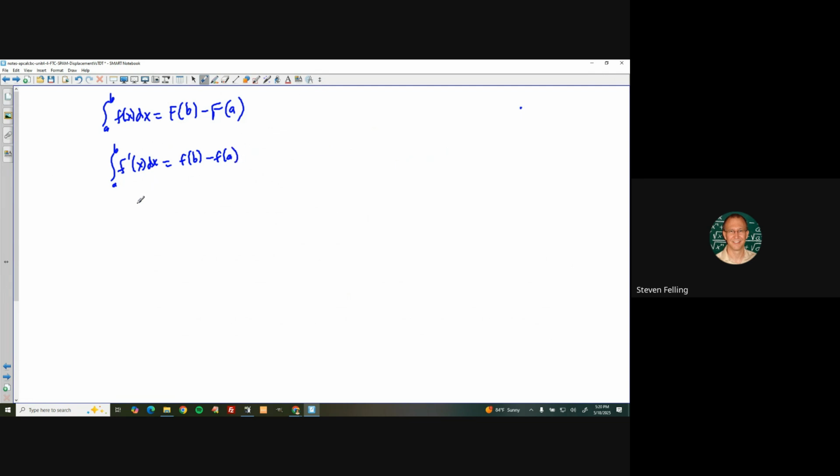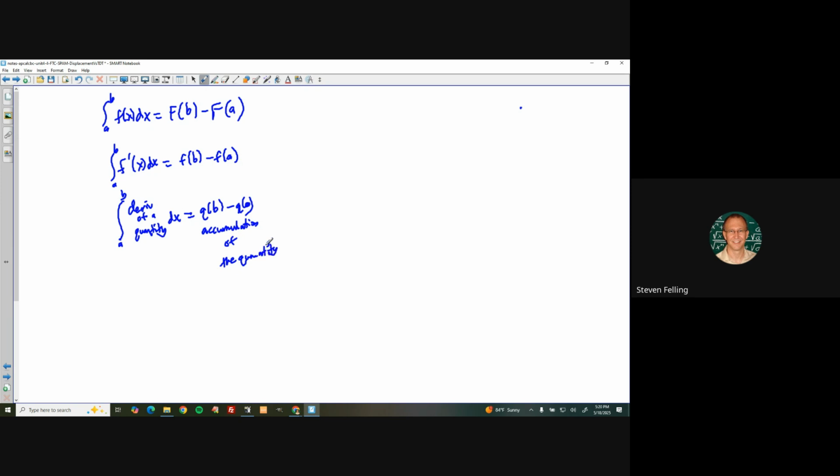That means that if this is the derivative of a quantity, and you take an integral of that from some starting to ending value, it's going to give you the difference in that quantity, the quantity at b minus the quantity at a. It's going to give you the accumulation of that quantity.